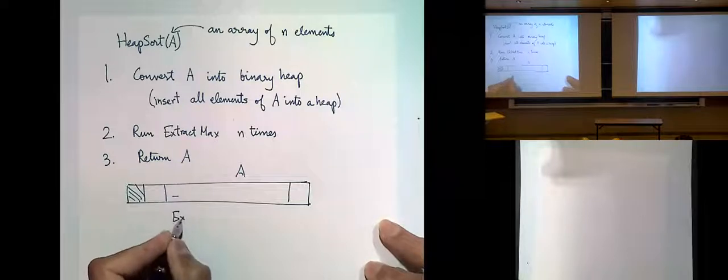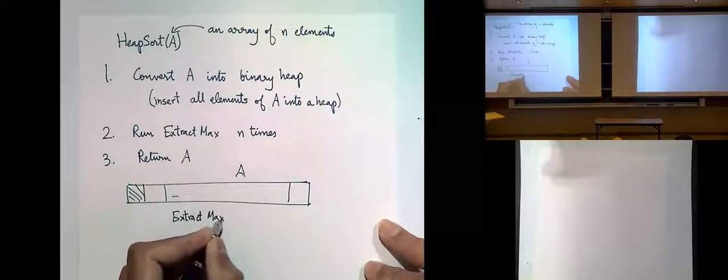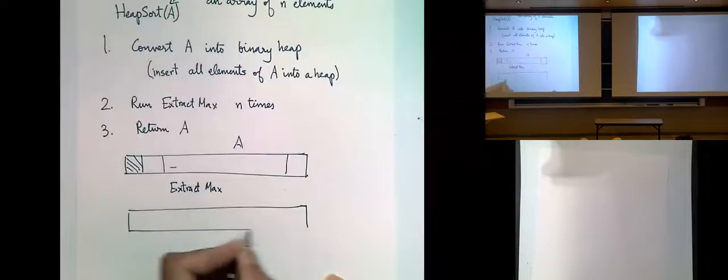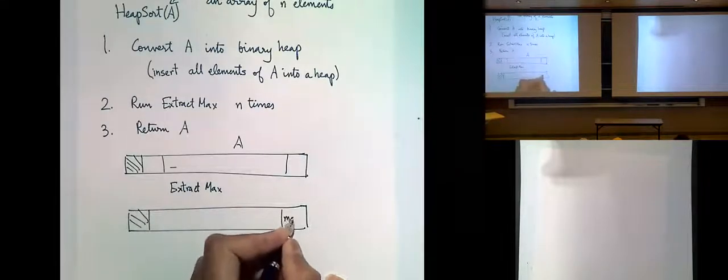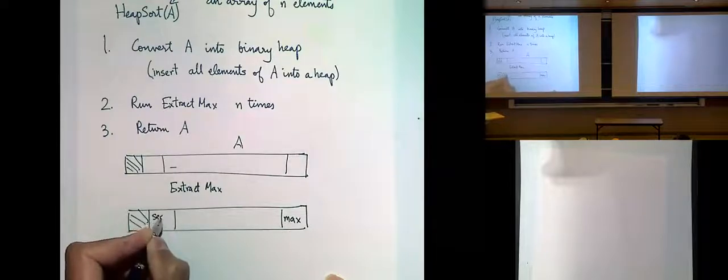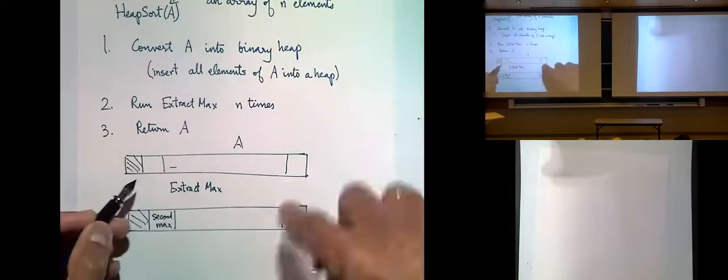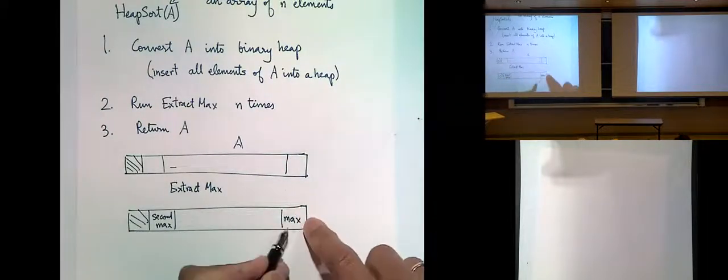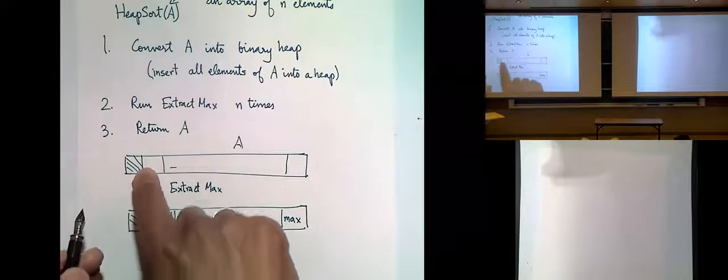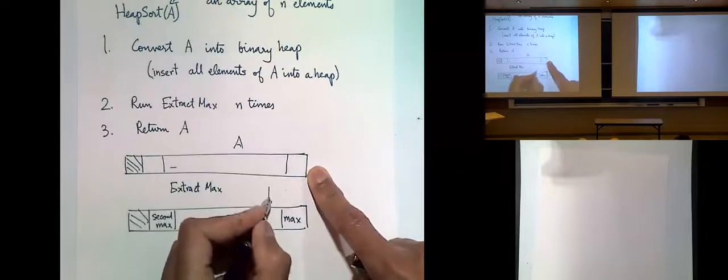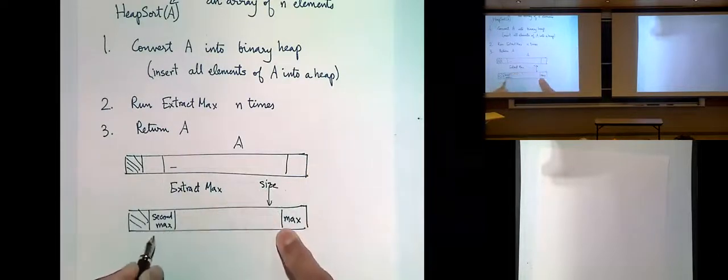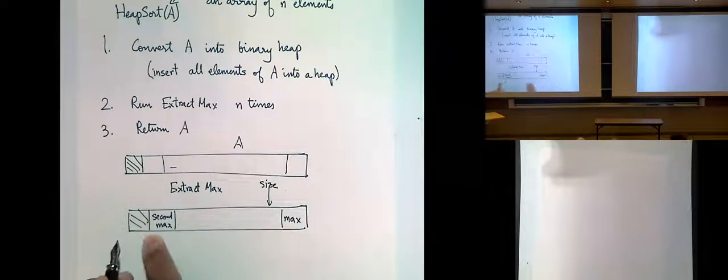So when you call extract max, note that the max is going to end up here, and the second max is going to be there. Because the heap always maintains the property that the maximum is at the root, and once you extract the max, we move the max to the end of the array, we decrement size, so size is here, and the second max is here. And then when you call extract max again, the second max is going to end up there, and the third max is at the beginning, so on and so forth. So it's pretty neat. It automatically gives you the sorted order if you call extract max n times.